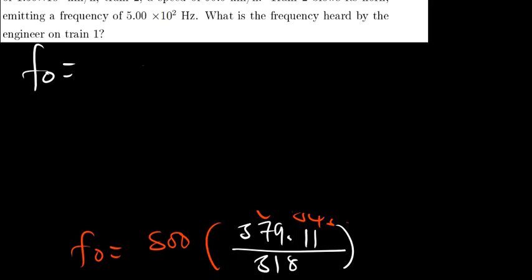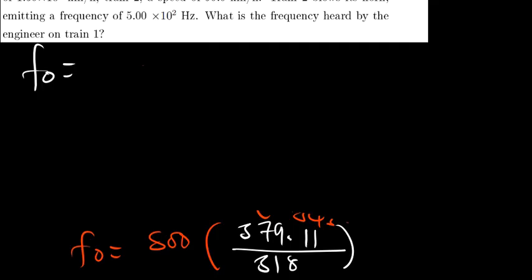I think it can just waste our time. What I can do here, I can just divide this inside here. The answer I'm going to get, I do times 500. So I'll say 379.11 divided by 318. I'm getting 0.1022411. This times the 500.